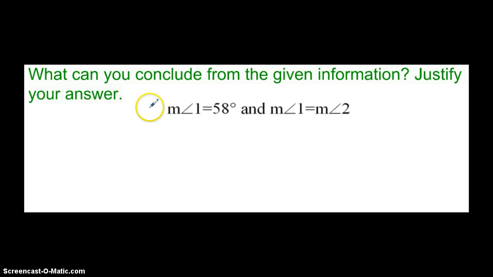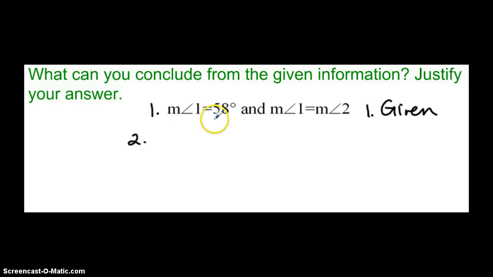So if we are given, and again, let me set this up in a proof type of format so you get used to that, okay? If we're given that the measure of angle 1 is equal to 58 degrees and the measure of angle 1 is equal to the measure of angle 2, what can we conclude? This is actually an algebraic reason, a property that we've used before.